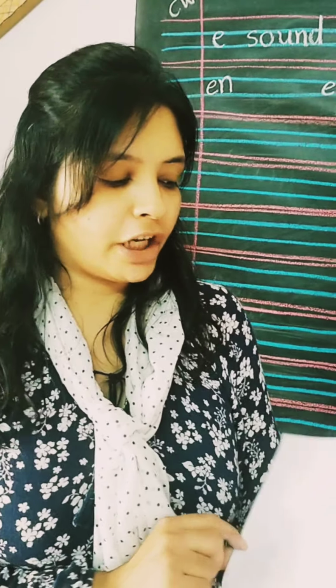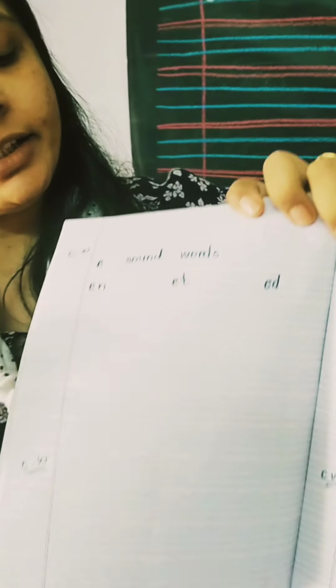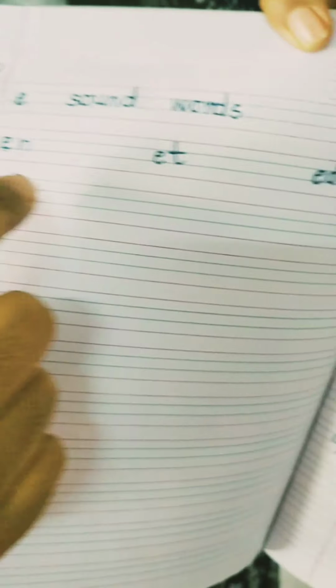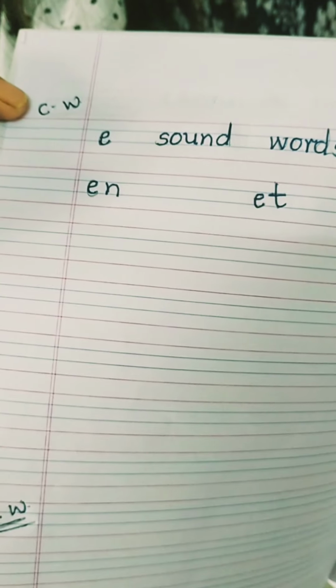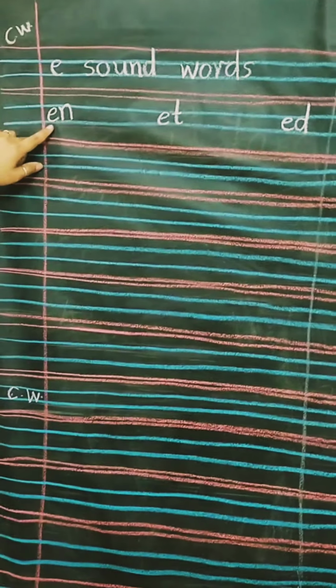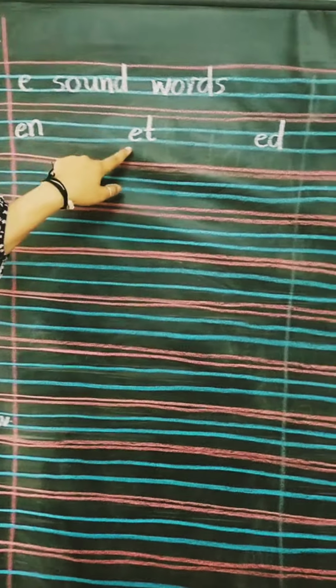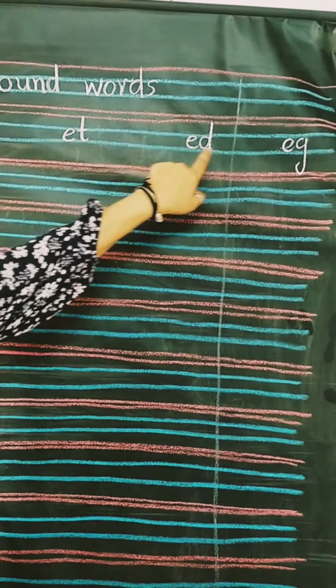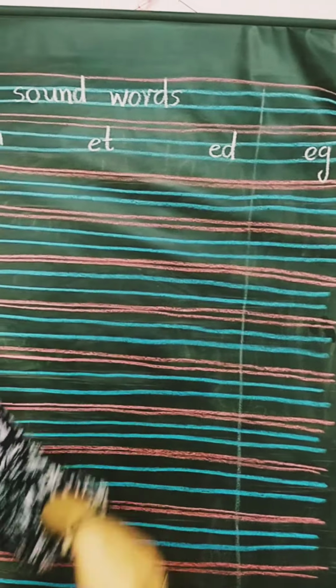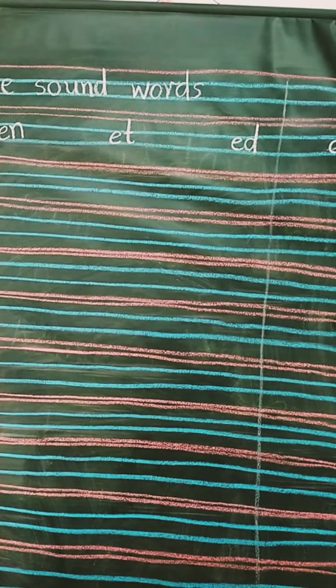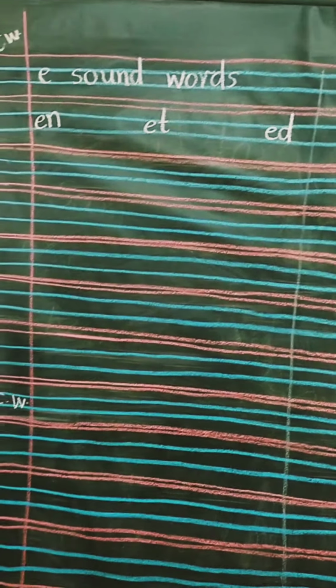Okay, so take your book and open this page, E sound words, CW. Now we will do writing work on the blackboard. Here I have written E N sound, E T sound, E D sound, and the next page is E G sound. So we will write first E N sound.